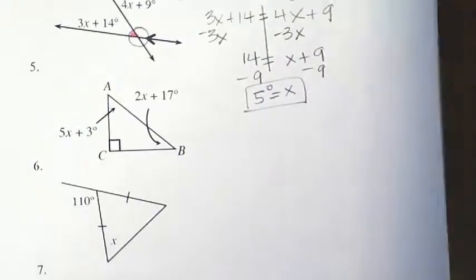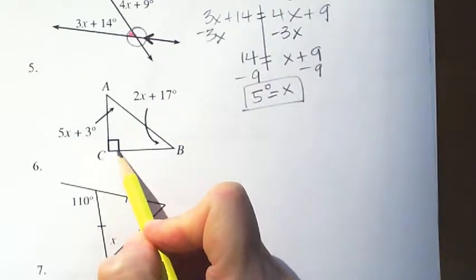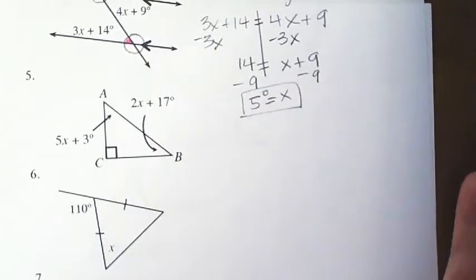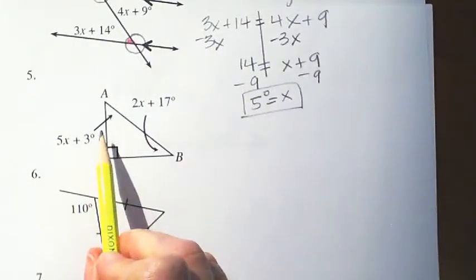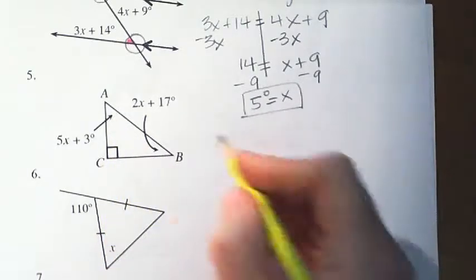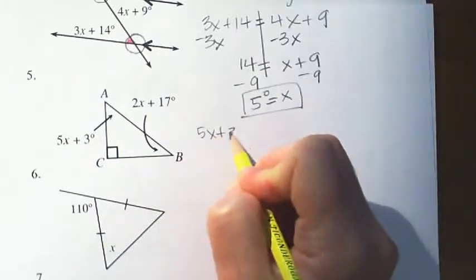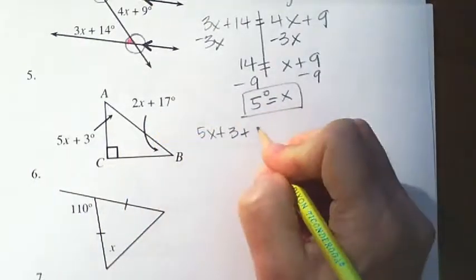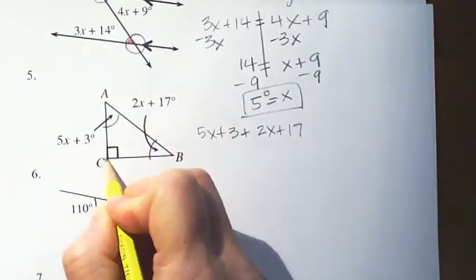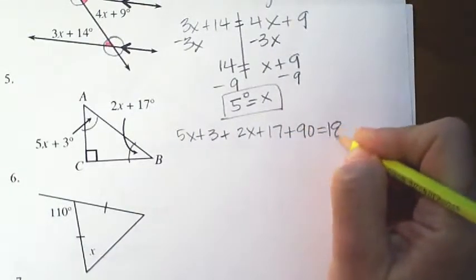Okay, number 5. All of the angles in a triangle add up to 180. We will get to this later in the chapter. But you probably learned that at some point along the way in middle school, maybe. So that means that all 3 of these angles are going to add up to 180. So that means 5x plus 3 plus 2x plus 17. This angle, angle A, plus angle B, plus angle C, which is 90 degrees, equals 180.